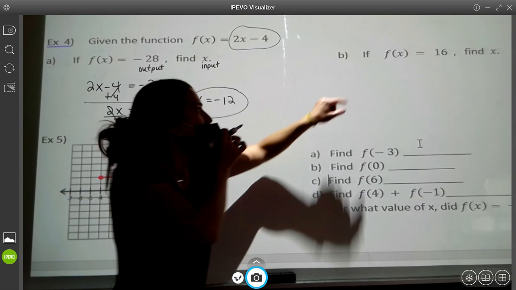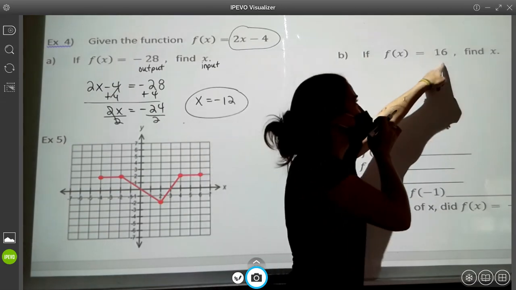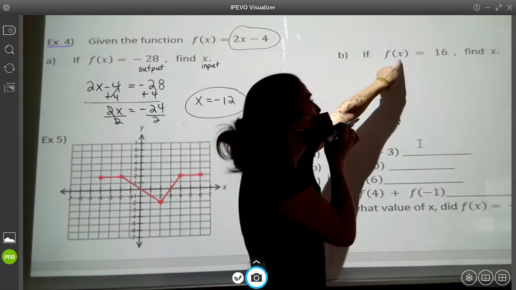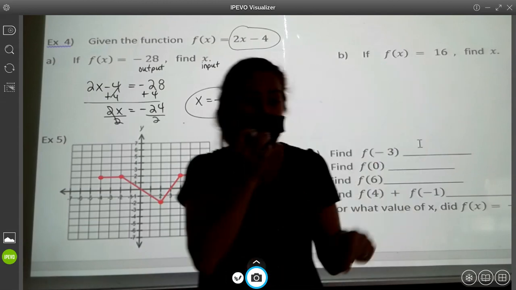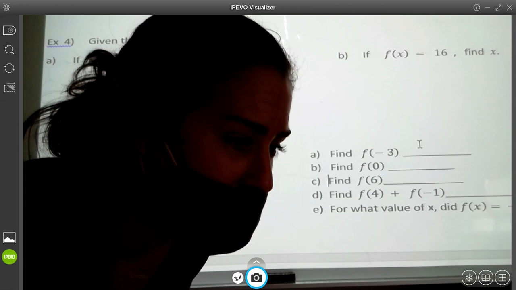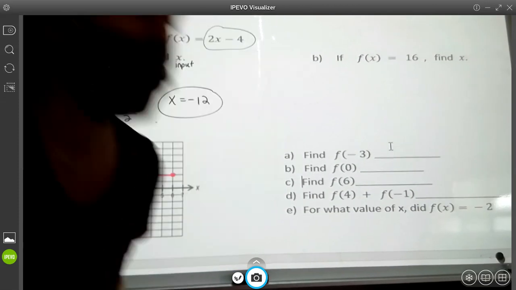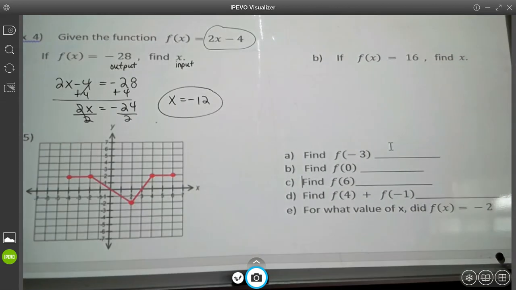All right, guys, do the last one. If f of x equals 16, find x. So again, notice, you have not been given an input. You have been given the output. You have to find out who has to get plugged in. So take your function and make it equal that output and solve for the input.